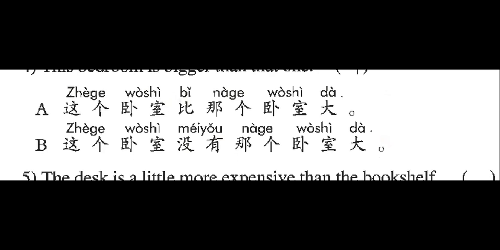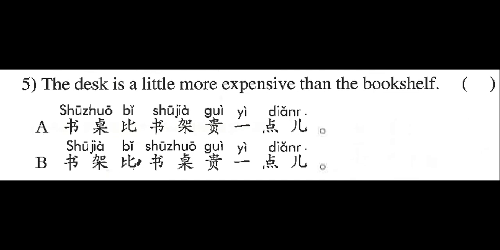And now we continue with number 5. So we have the desk is a little more expensive than the bookshelf. So 书桌比书架贵一点儿 or 书架比书桌贵一点儿. The last part is the same, more expensive. But the important part is here. What is more expensive? Here we have the desk compared to the bookshelf, more expensive, or the bookshelf compared to the desk, more expensive. As you can see here, desk is a little more expensive than the bookshelf. So the correct one is A, okay?